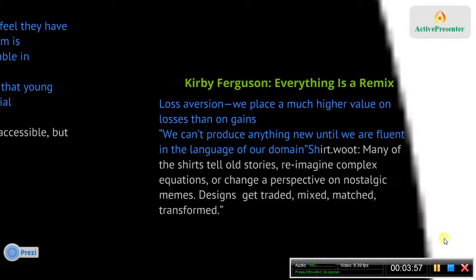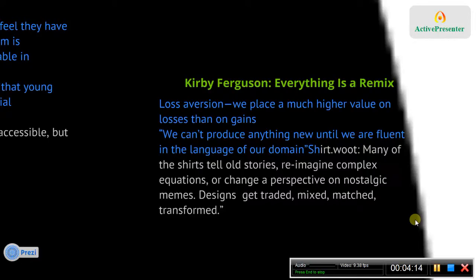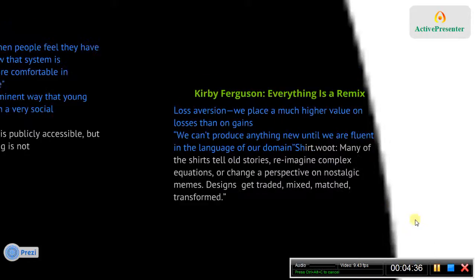Kirby Ferguson in Everything is a Remix speaks to loss aversion. Ferguson argues that we can't produce anything new until we are fluent in the language of our domain. Again, I'll use the example of shirt.woot. Many of these shirts tell the same stories, reimagine complex equations, or change perspective on nostalgic themes. Designs get traded, mixed, matched, and transformed, and then are reproduced and sold, commodified to their new audience.